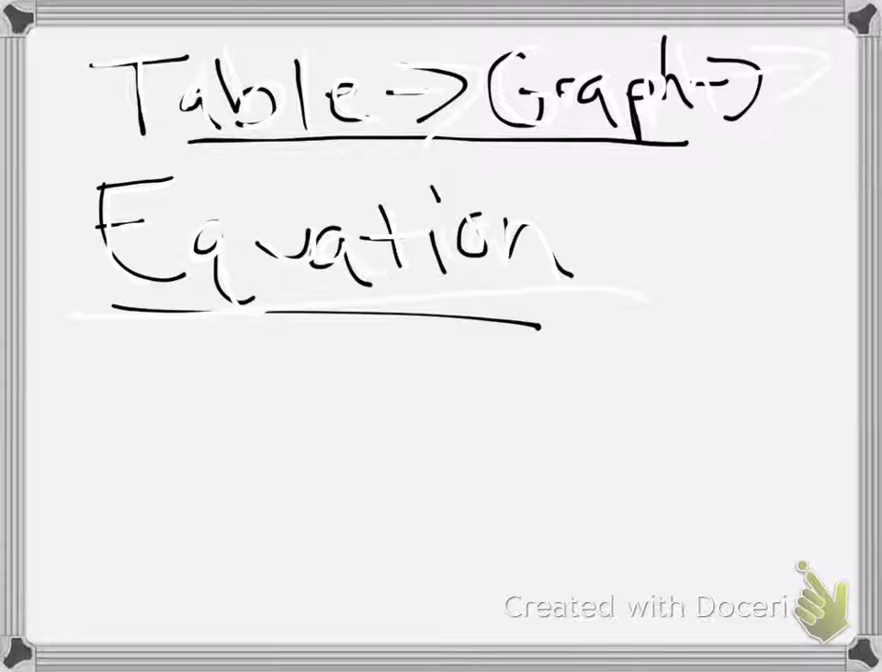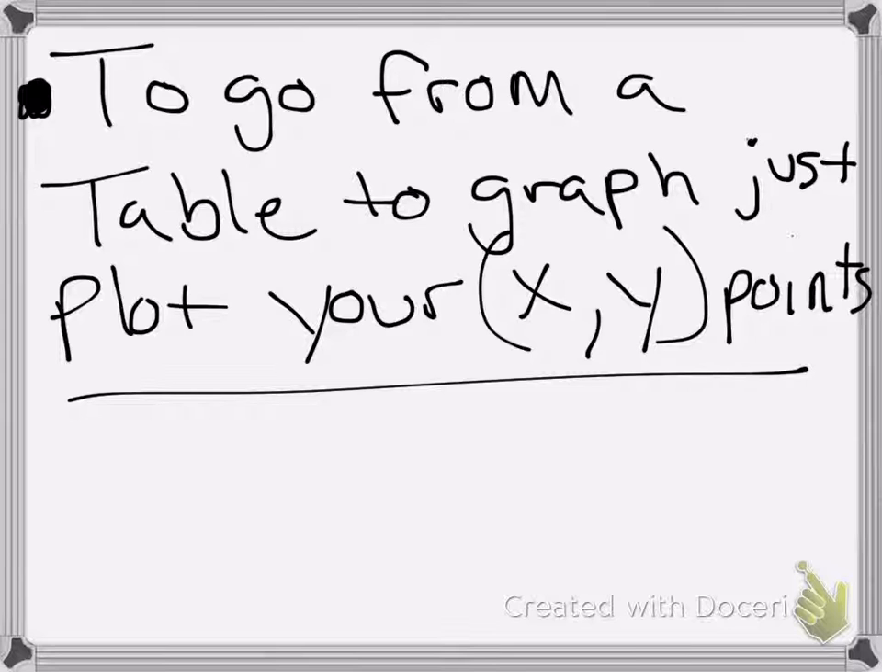We're talking today about tables, graphs, and equations, to go from a table to a graph, to a table, and to go to an equation from those. To go from a table to a graph, all you have to do is plot your x and y points. Take all those x and y coordinates that are on your table and plot them on your graph.